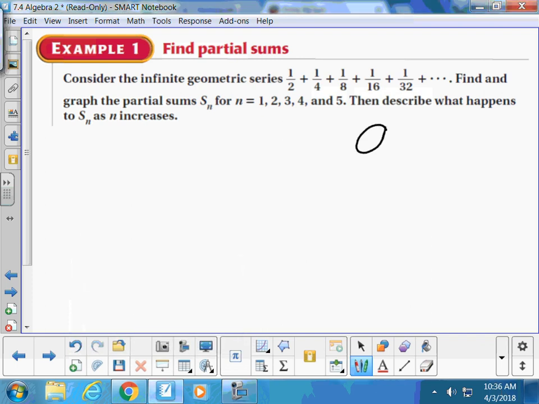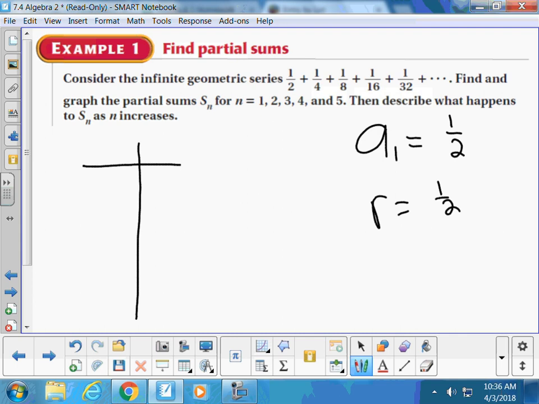Let's write down the key points from yesterday. What is the A value? A1 is 1/2. And what's the R? Do 1/4 divide by 1/2. It's a half, 0.5. So here's how we're going to do partial sums. I'm going to make a chart to organize myself. And the values of n from 1 through 5 is what they're looking for.